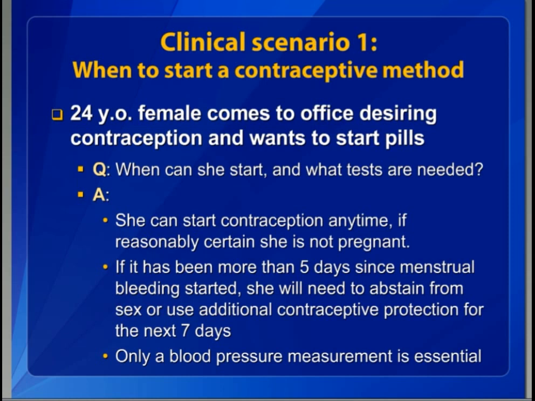So returning to our clinical scenario, the recommendation for pills and for all methods is that a woman can start the method at any time, including the same day as the visit, if a provider can be reasonably certain she's not pregnant. If it's been more than 5 days since menstrual bleeding started, she will need to abstain from sex or use additional contraception for the next 7 days after starting her combined pills. Only a blood pressure measurement is essential, but other health maintenance tests can be performed at the visit if indicated for other reasons, but it's important not to delay her contraception initiation for these other tests.